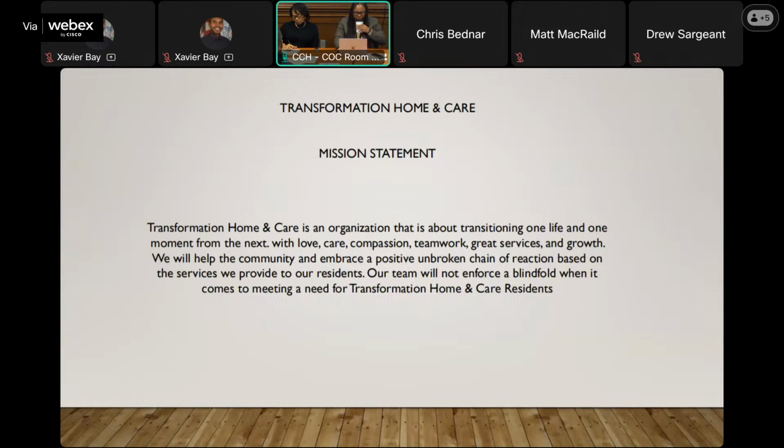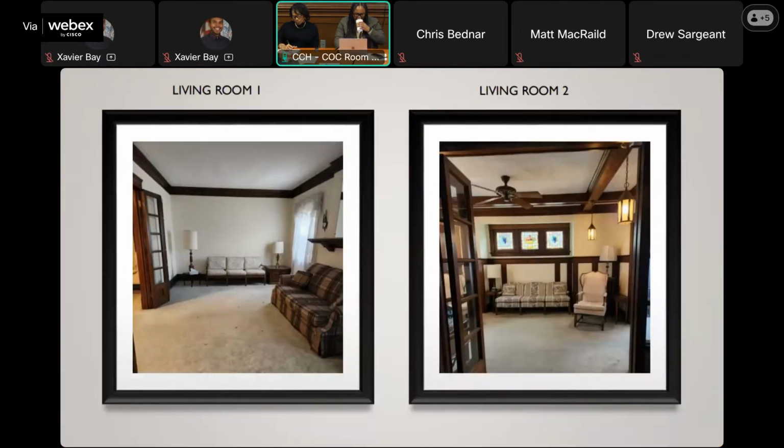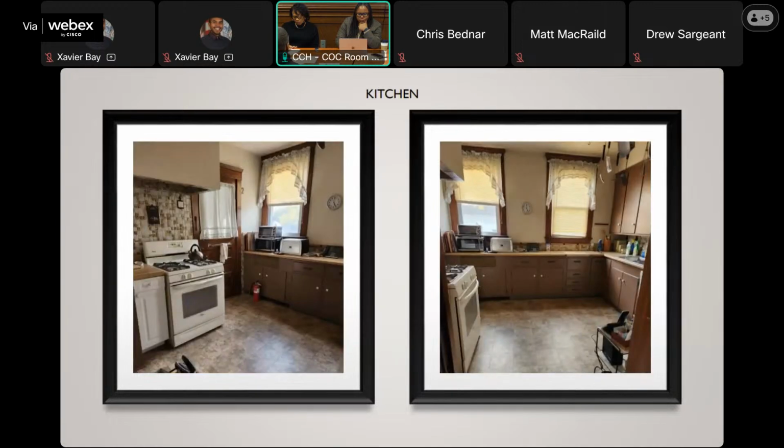Then you can go to the next slide. So this is living space number 1 and number 2. We have an ample amount of room for activities with the residents inside the home and outside of the home. Next slide, please. That's the kitchen there, and on the right-hand side is where the refrigerator sits. Go to the next slide.